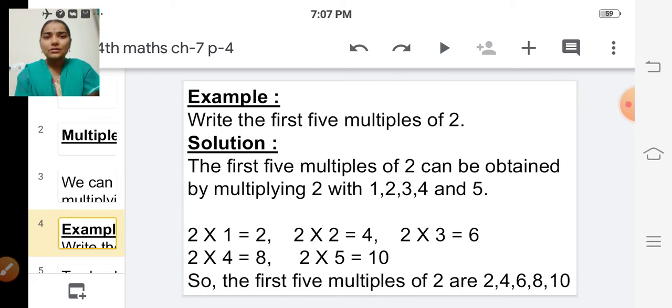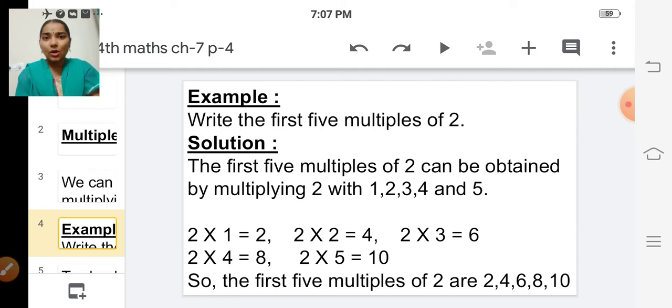See the solution. The first 5 multiples of 2 can be obtained by multiplying 2 with 1, 2, 3, 4 and 5.